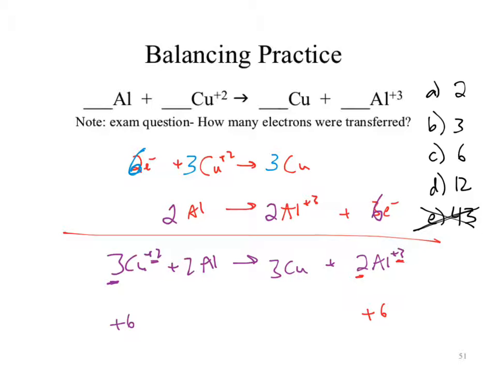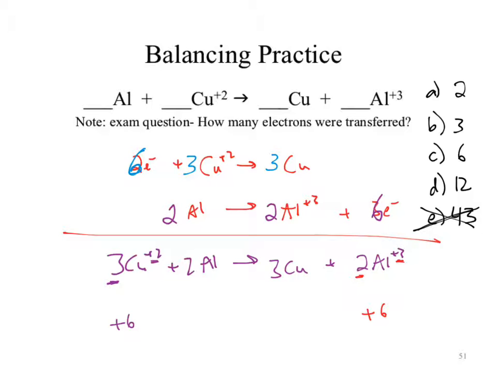Because if I add 6 to 6, I get 12. One of the most common wrong answers for this kind of equation is D. Okay. Well, there's 6 on each side, so together that must be 12 electrons. They're on opposite sides of the equation. They cancel each other out. There's only 6 electrons. Aluminum gave up 6 electrons.